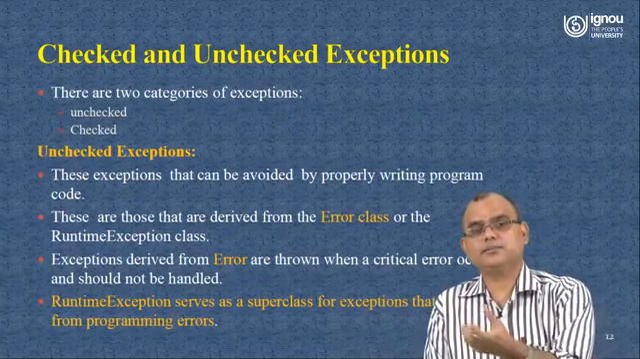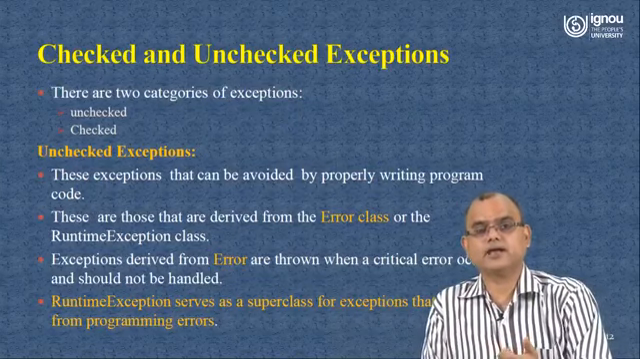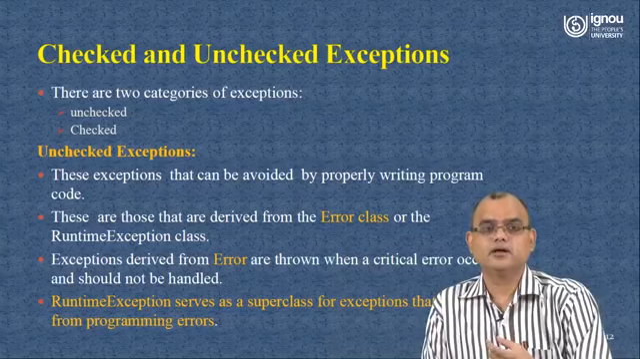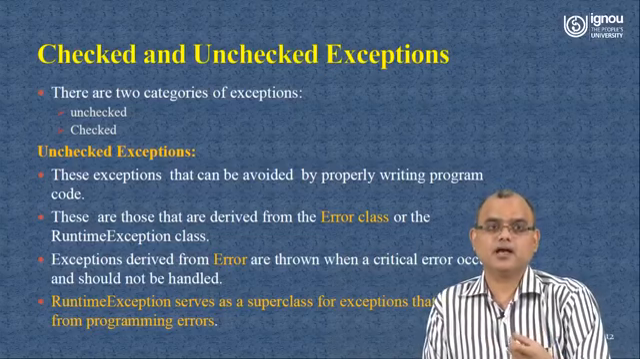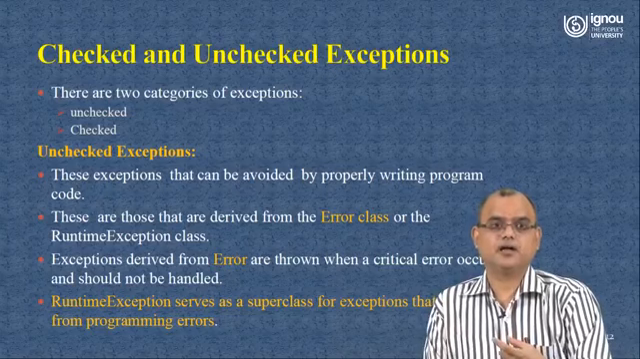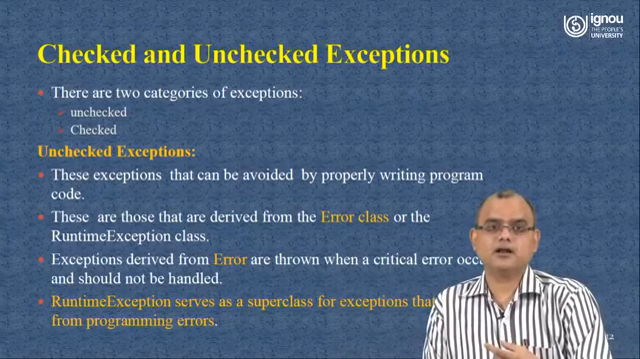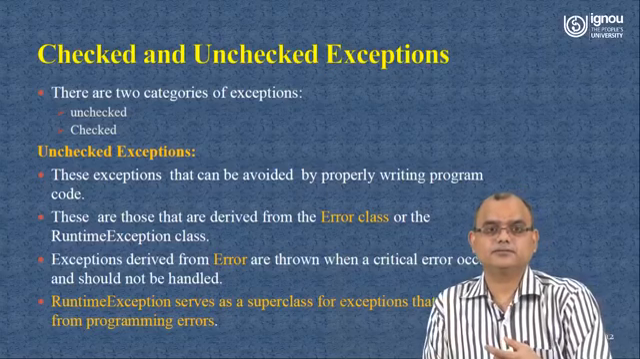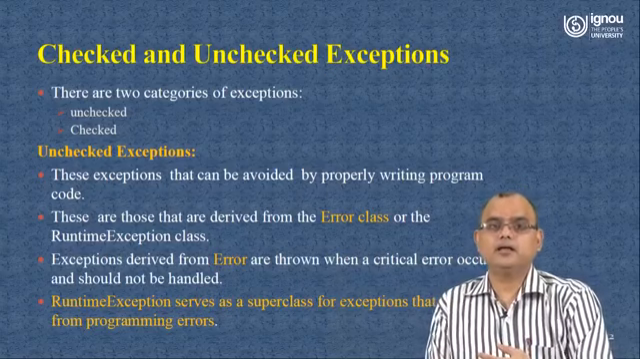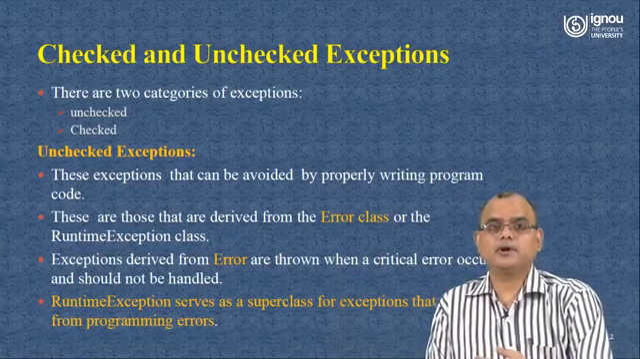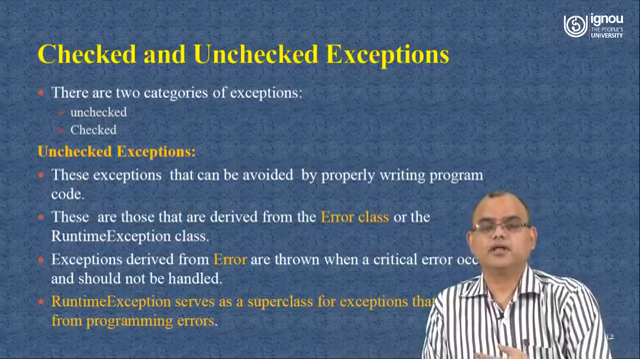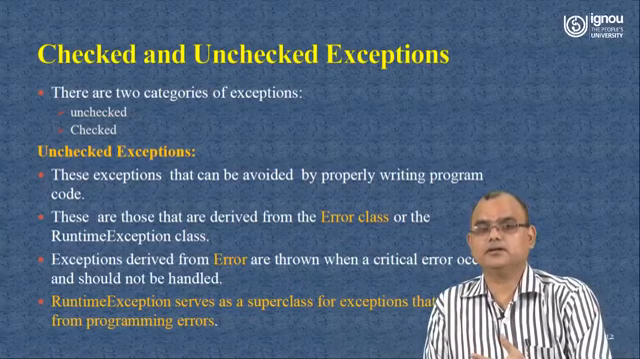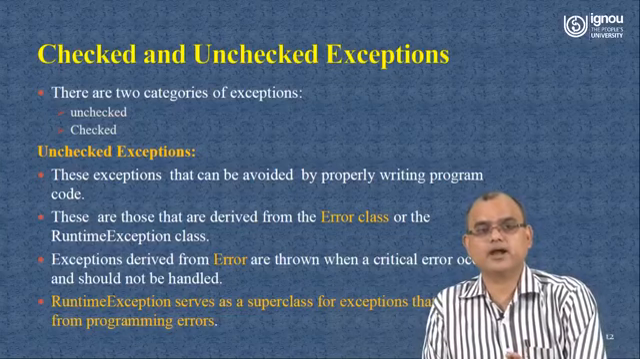Now, on the basis of that diagram, we can categorize exceptions into two categories: the unchecked exception and the checked exception. Unchecked exceptions are those exceptions which cannot be avoided by properly writing program code. It means program code cannot be written for that, no matter how good the program code you are writing.